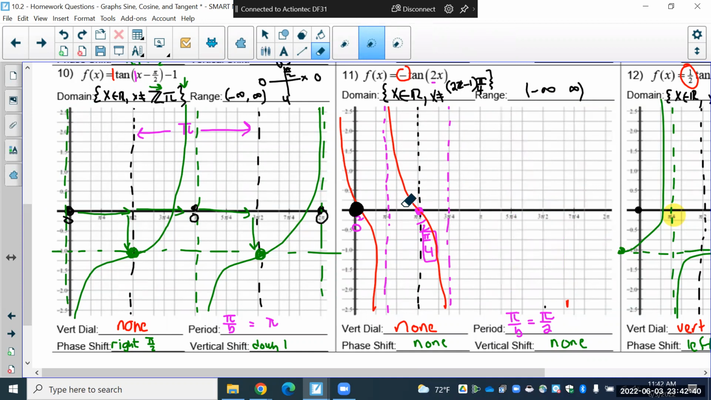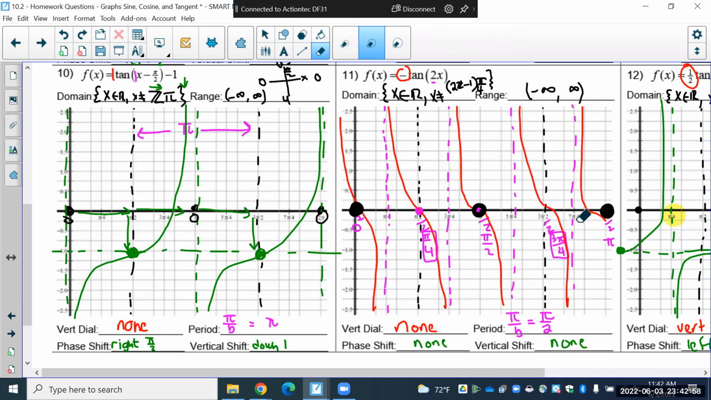Again, I went from pi to pi over 2. I went from 2 pi to pi, and then I moved the asymptotes in. But when you look at these asymptotes, I just extrapolated and went further, right? So then I said, okay, well, that means my next asymptote would be at 5 pi over 4, and then my next point would be over there.